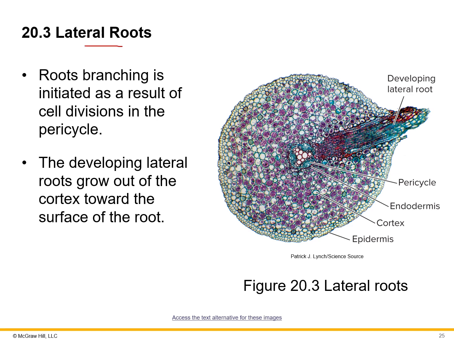All right, now if we look at some of these lateral roots that come off, our picture here shows a developing lateral root. That pericycle that's just inside of that endodermis gives rise to new roots, or those lateral roots. So this is showing one of those appearing. As they start to branch out, it's coming from that pericycle, and that developing root just grows out of the cortex toward the surface of that root.